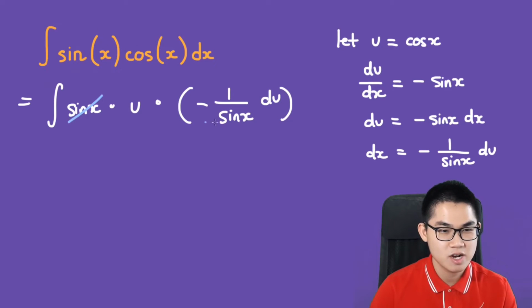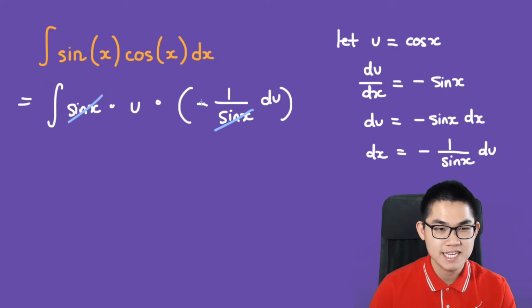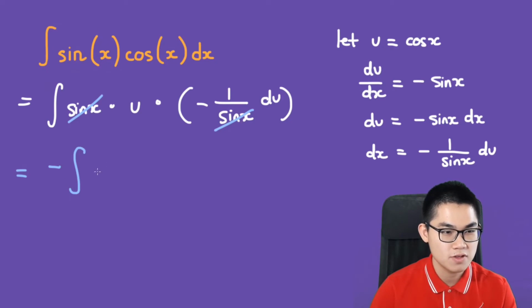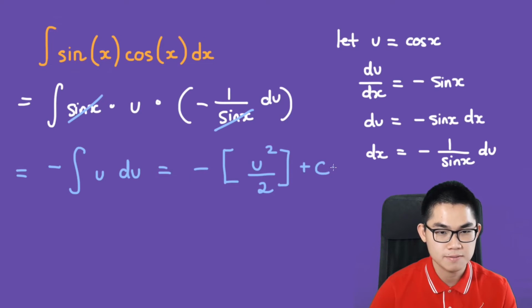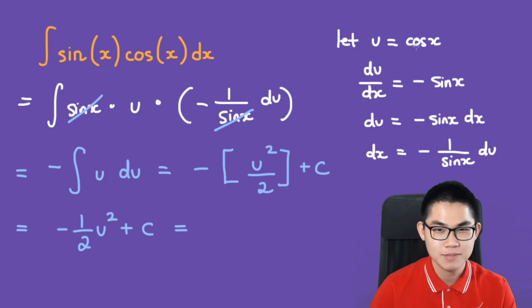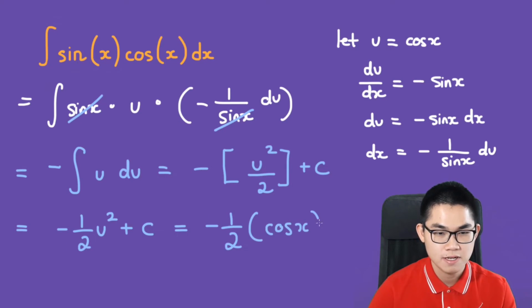So the sines here will cancel out. We also have to move the negative sign outside of the integral. So we have negative integral of u du. And what is the antiderivative of u? Well, it's going to be u to the power of 2 over 2 plus c. So this will give us negative 1 over 2 times u to the power of 2 plus c, and the final step is to substitute cosine of x back into the u. So we have negative 1 over 2 times cosine of x to the power of 2 plus c.